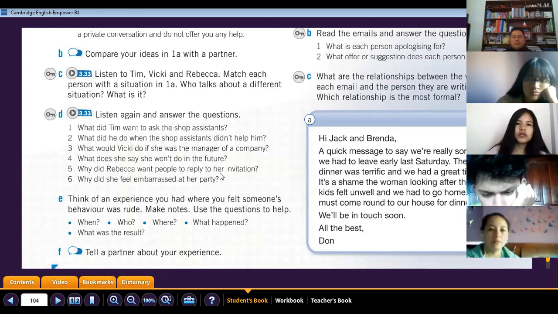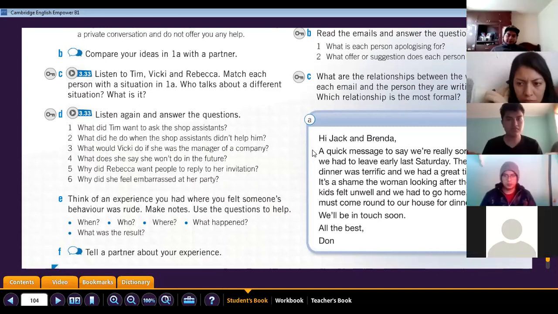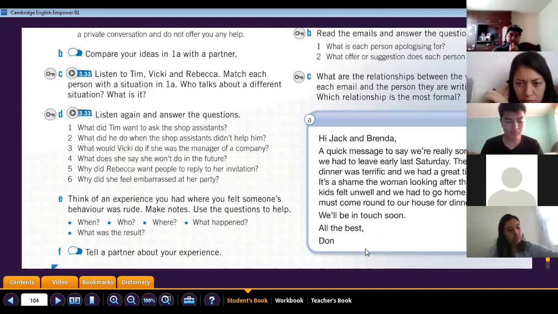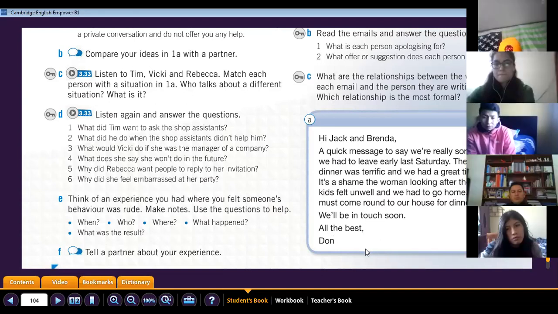Hi, Jack and Brenda. A quick message to say we're really sorry we had to leave early last Saturday. The dinner was terrific and we had a great time. It's a shame the woman looking after the kids fell unwell and we had to go home. You must come round to our house for dinner. We'll be in touch soon. All the best, Don.